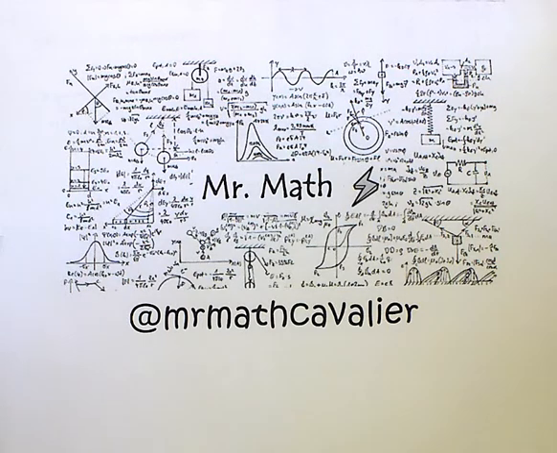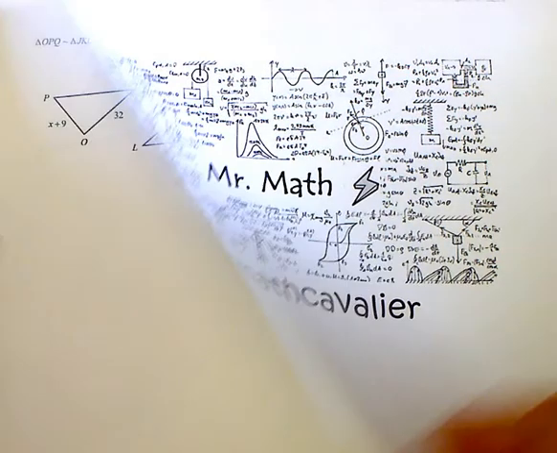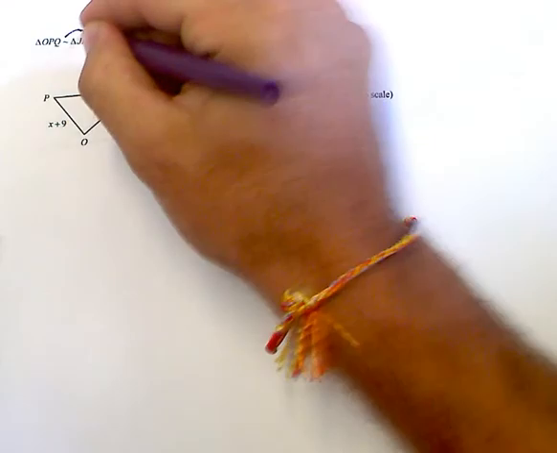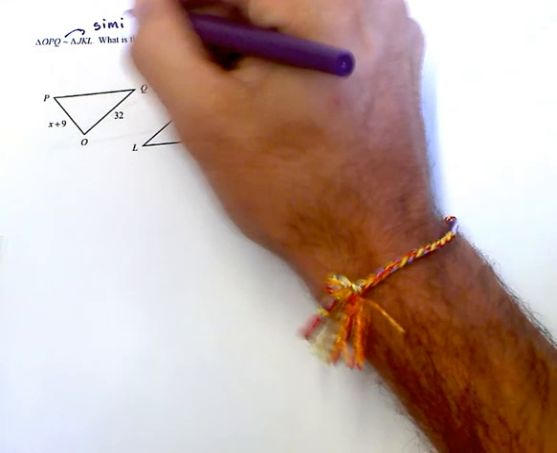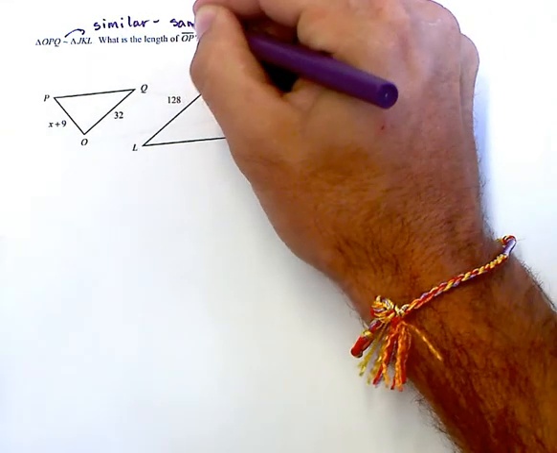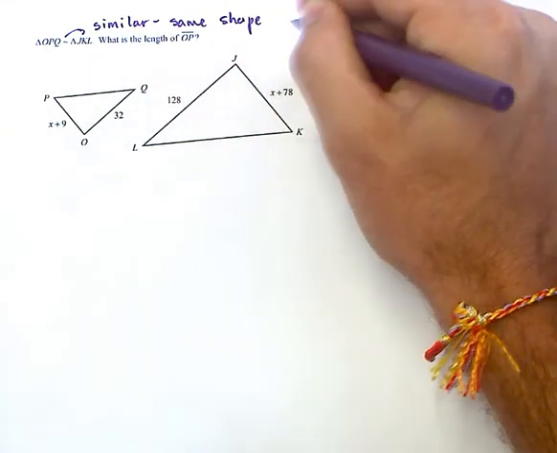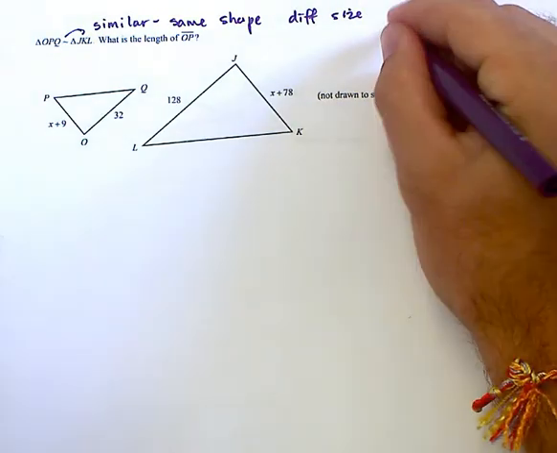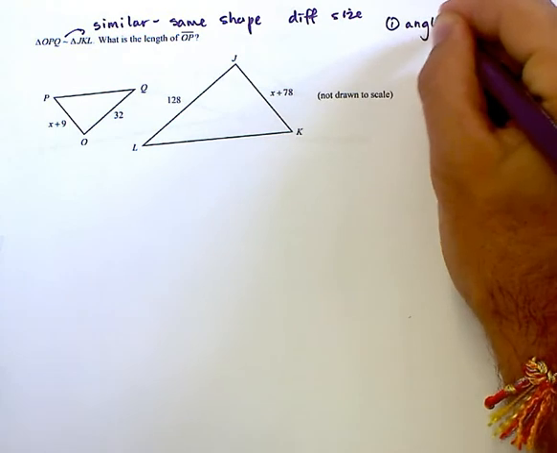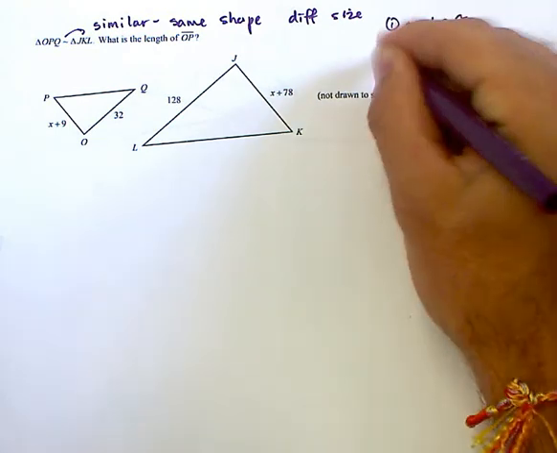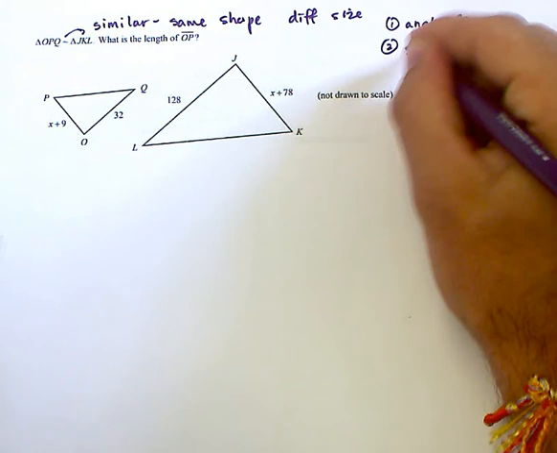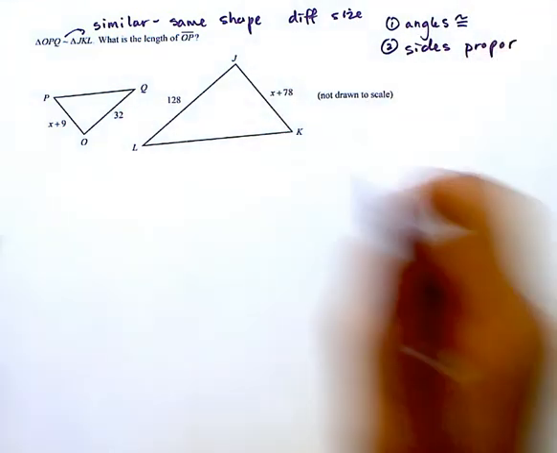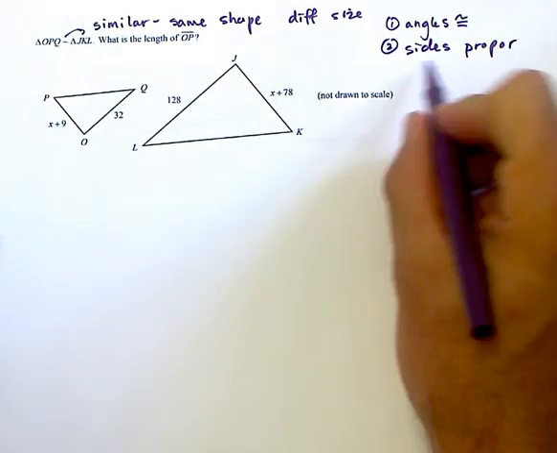Okay, similar triangles, angles and sides. So first one we're looking at here, first we want to identify, we see that similar symbol. Similar, same shape, different size. This means one, angles will be congruent, sides will be proportional. Okay, so here we're looking at sides, so we're thinking proportion.